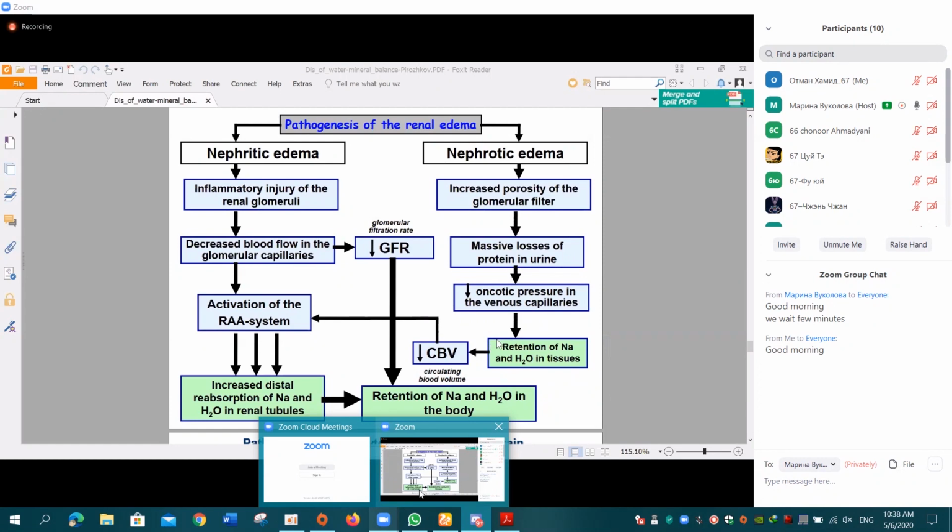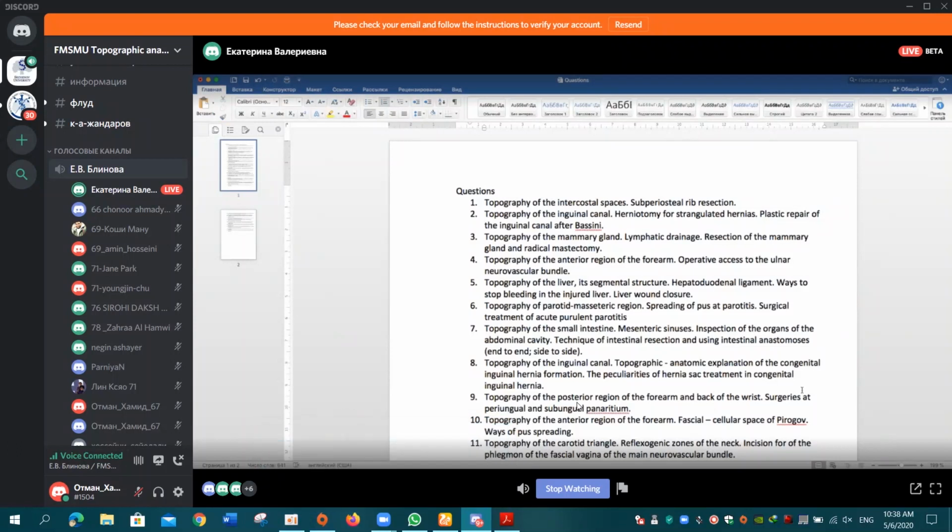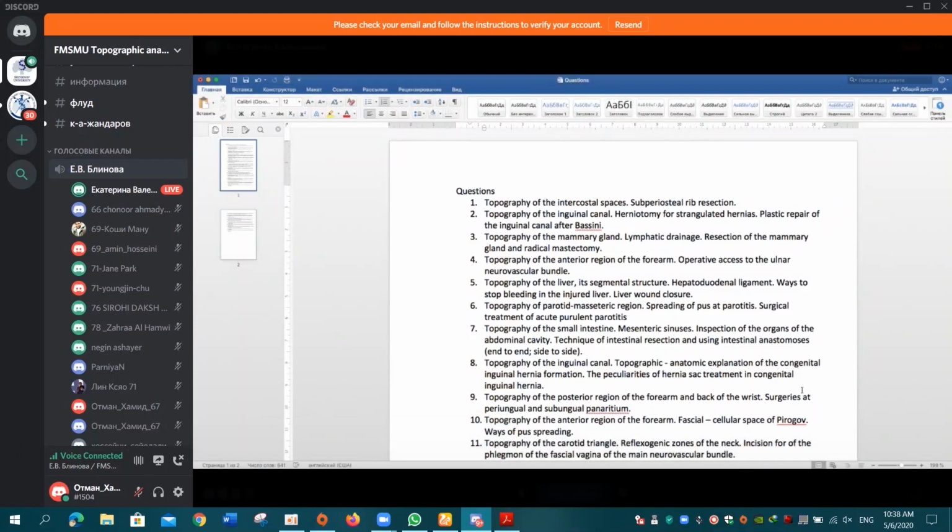After that there will be retention of sodium and water in the tissues, so the circulating blood volume will be decreased. After that, if the circulating blood volume is decreased, the kidney will increase production of renin. After that will be activation of the renin-angiotensin-aldosterone system. After that you can see again increased distal reabsorption of sodium and water in the renal tubules, also leading to retention of sodium and water in the body.